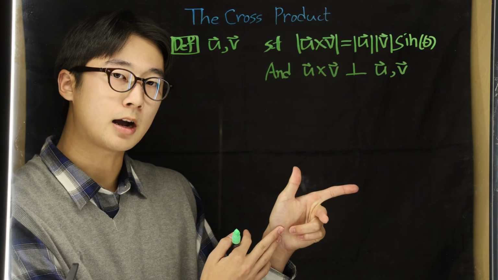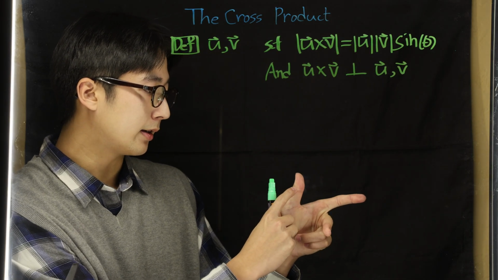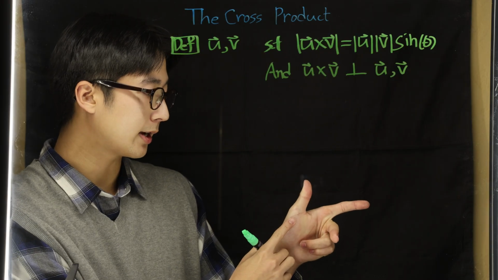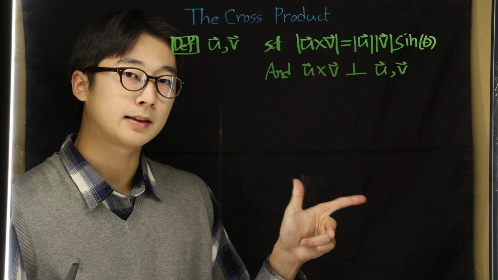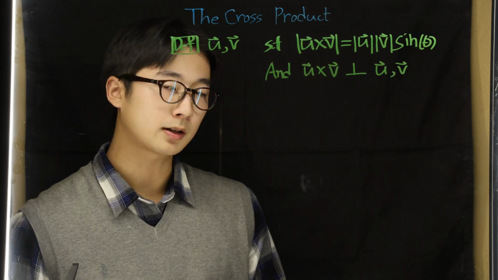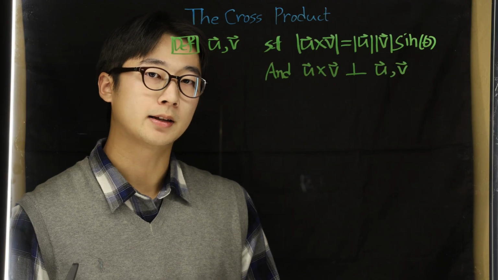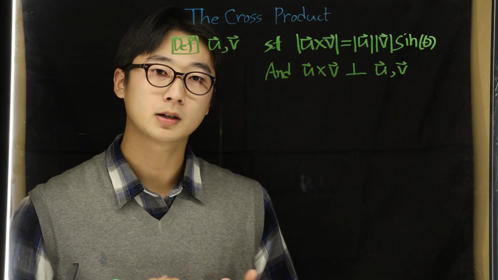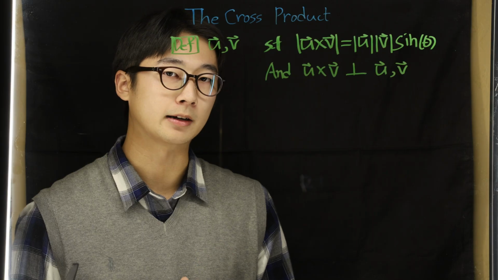Then the output vector, the cross product, is my thumb. The direction of my thumb is the direction of the cross product. As you can see, my thumb points upward, toward the ceiling. That means the direction of the cross product of u and v is upward. One thing you really need to keep in mind is that the order does matter.